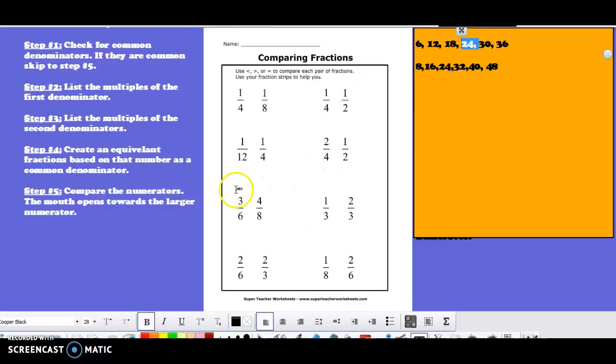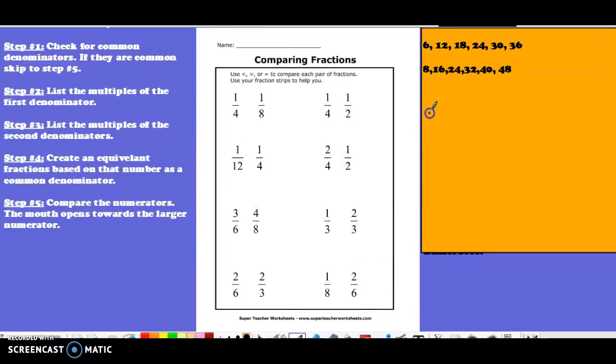So the first fraction was 3/6. I need to change 3/6 to an equivalent fraction that has a denominator of 24. And that's because 24 is the least common multiple, which equals my equivalent denominator in this problem. How did I change this 6 to a 24? I changed the denominator using multiply or divide. In this case, 6, 12, 18, 24 was 6 times 4. And the same to the top must be applied. 3 times 4 gets me 12.